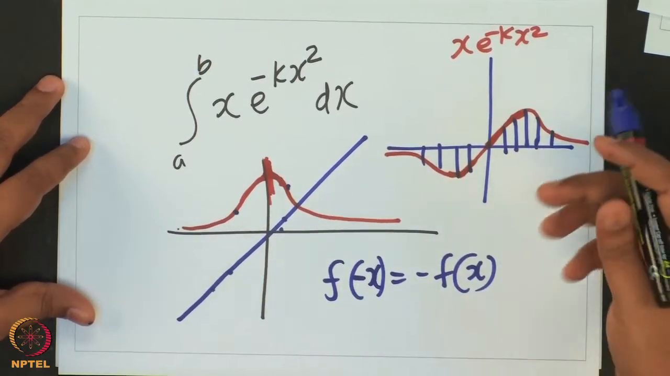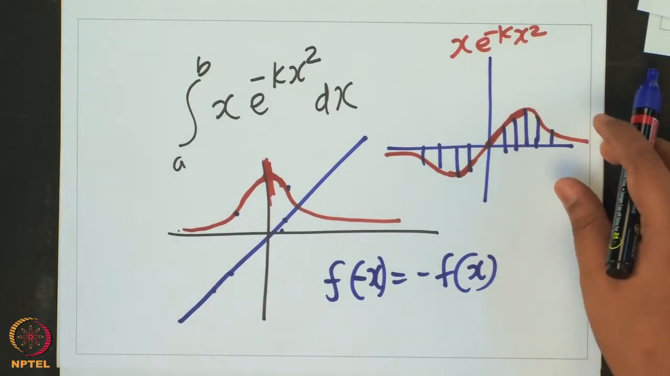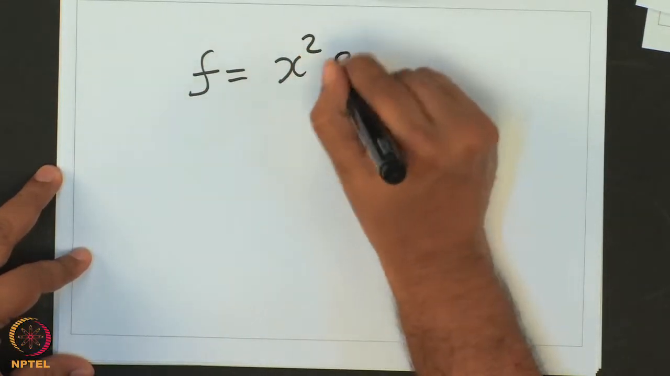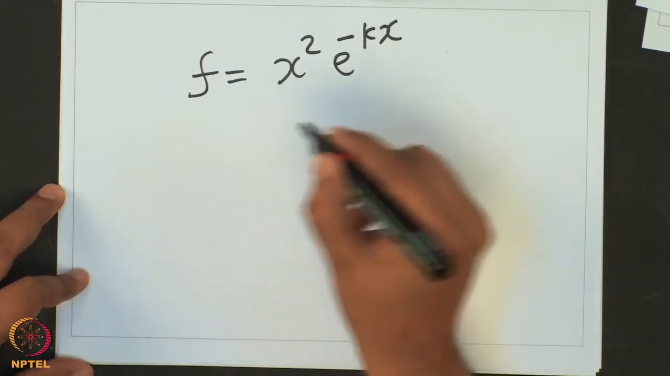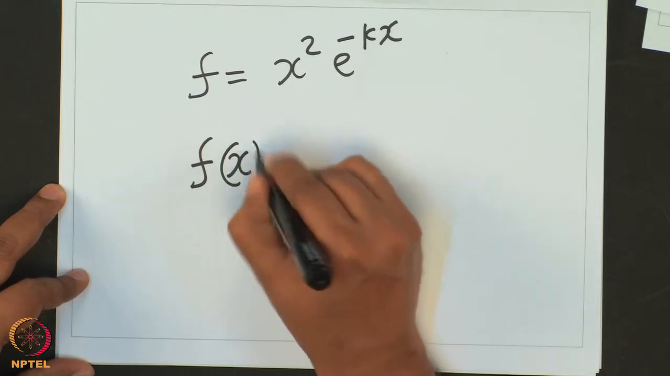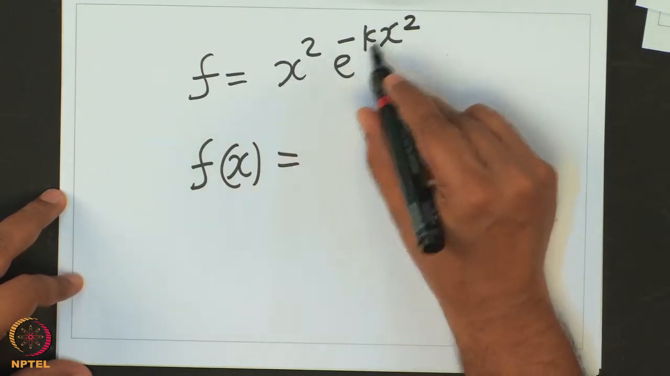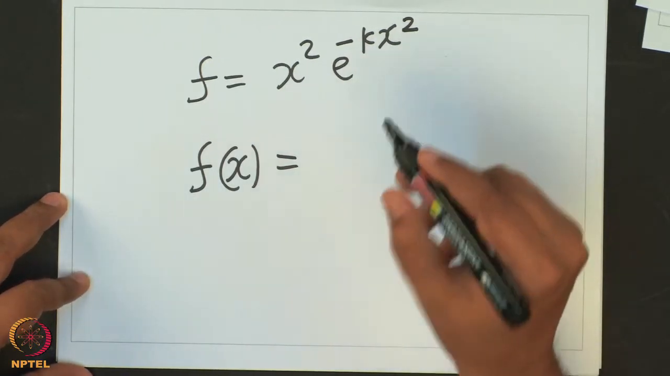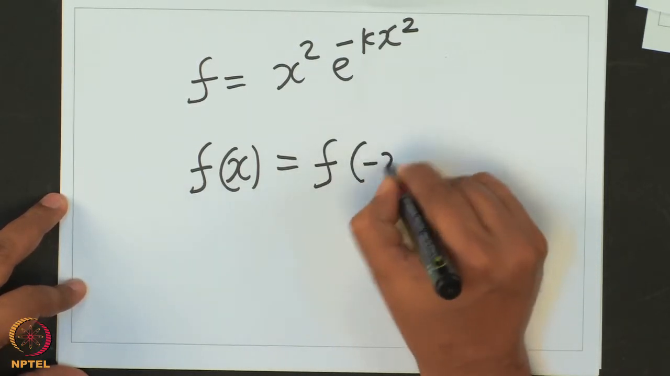You could think of many functions which are a product of two functions, like x square e power minus kx square. Let us take this function, x square e power minus kx square. This is not an odd function, but it's an even function, interestingly. The function is x square e power minus kx square. This function is actually an even function. What does that mean? f of x is f of minus x.